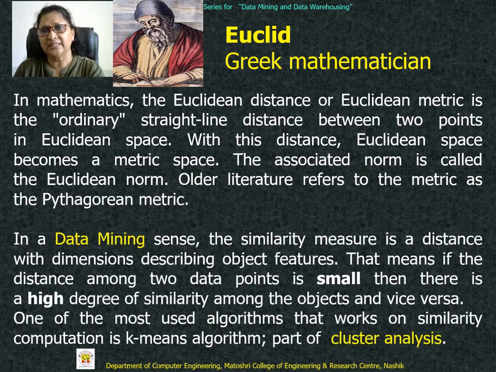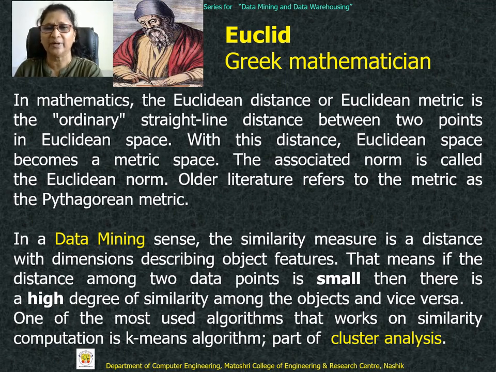Euclidean distance is considered the traditional metric for problems with geometry. It can be simply explained as the ordinary distance between 2 points. It is one of the most popularly used measures in cluster analysis, and it is used in the formula of the K-means algorithm. In the data mining sense, the similarity measure is the distance with dimensions describing object features. That means if the distance between 2 points is small, then there is a high degree of similarity among these objects, and vice versa is also true.